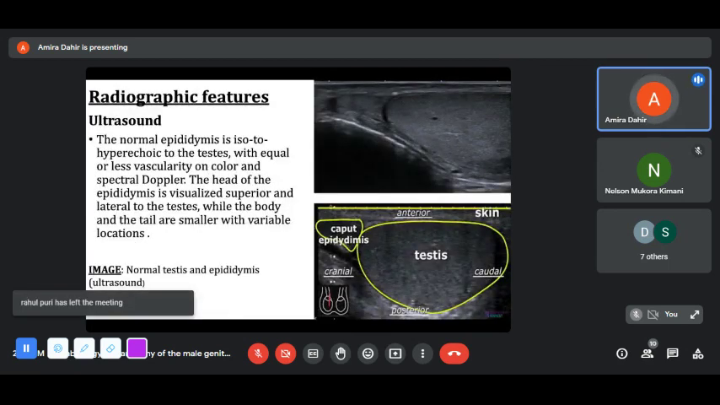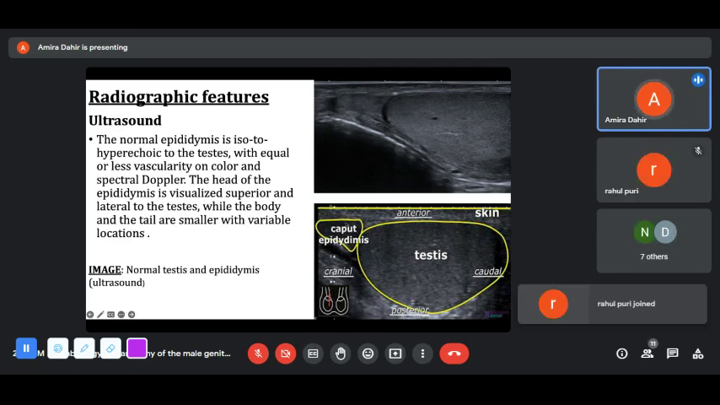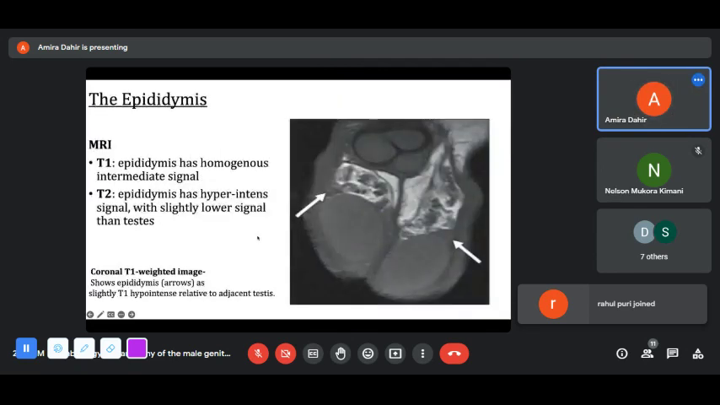A little more on the radiographic features. On ultrasound, the normal epididymis is iso to hyperechoic to the testis with equal or less vascularity on color and spectral Doppler. The head of the epididymis is visualized superior and lateral to the testis, you can see here, while the body and the tail are smaller with variable locations.